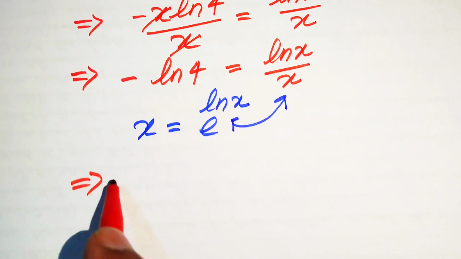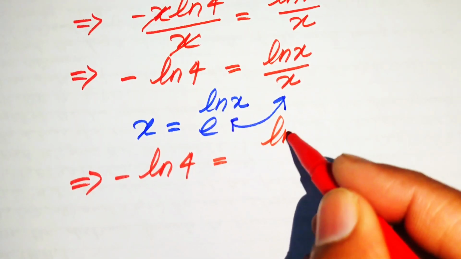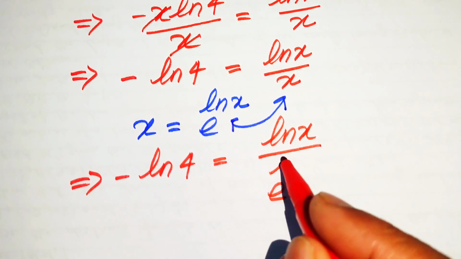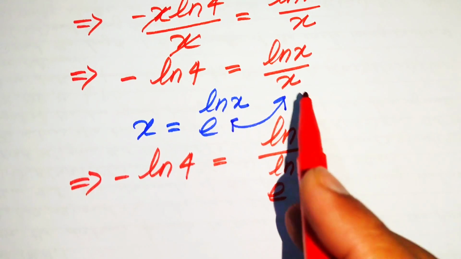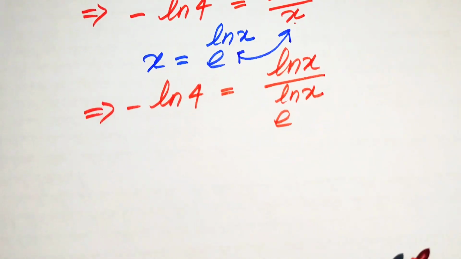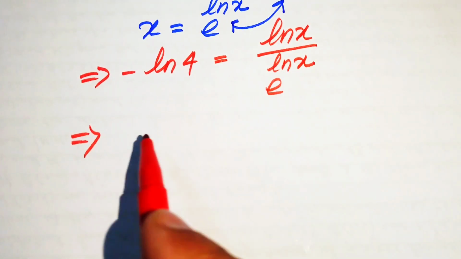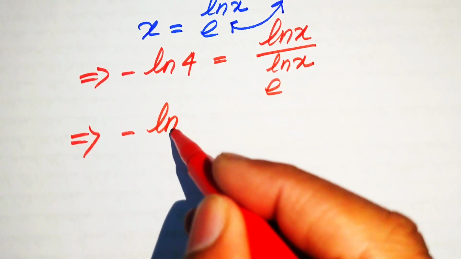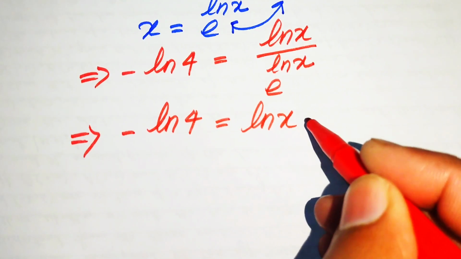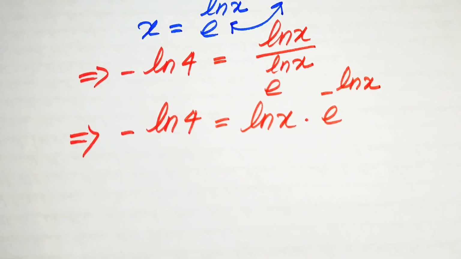Okay, so we rewrite this expression in this form: minus log of 4 equals log of x divided by e to the power of log of x. Okay, we apply log and antilog on this term and we write it this way. And now after that, we move this e to the power of log x to the upside, and it will be written as minus log 4 equals log of x multiplied by e to the power of minus log x.